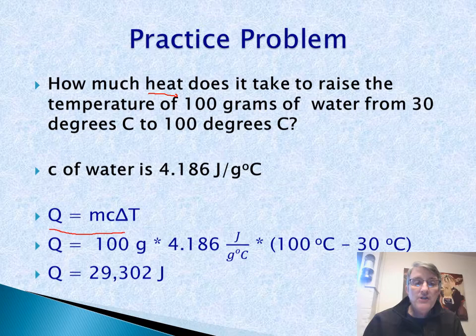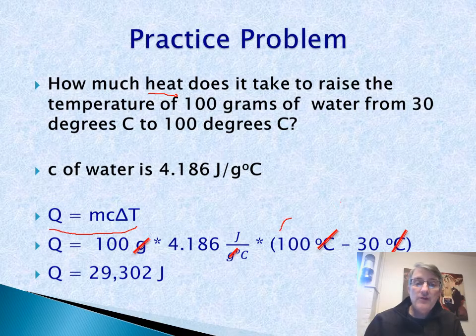We have this equation that I just put on the previous slide, and we just put in the numbers that we know with the units. The units should cancel out. So 100 grams times 4.186 joules per gram degree C. And then here's my delta T.